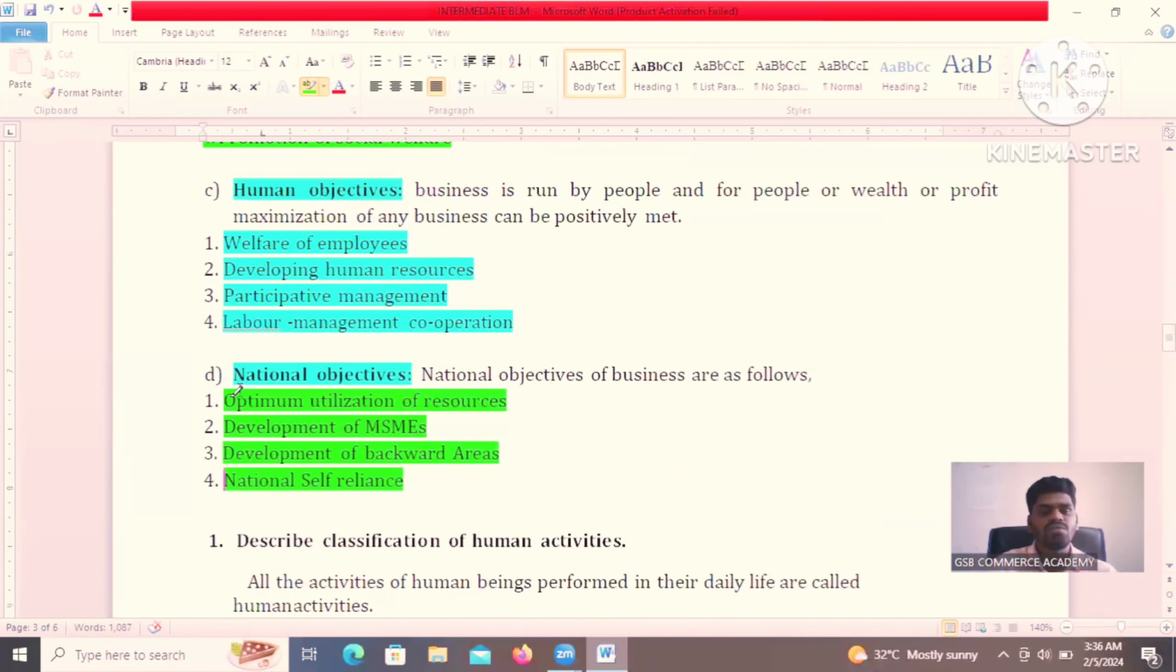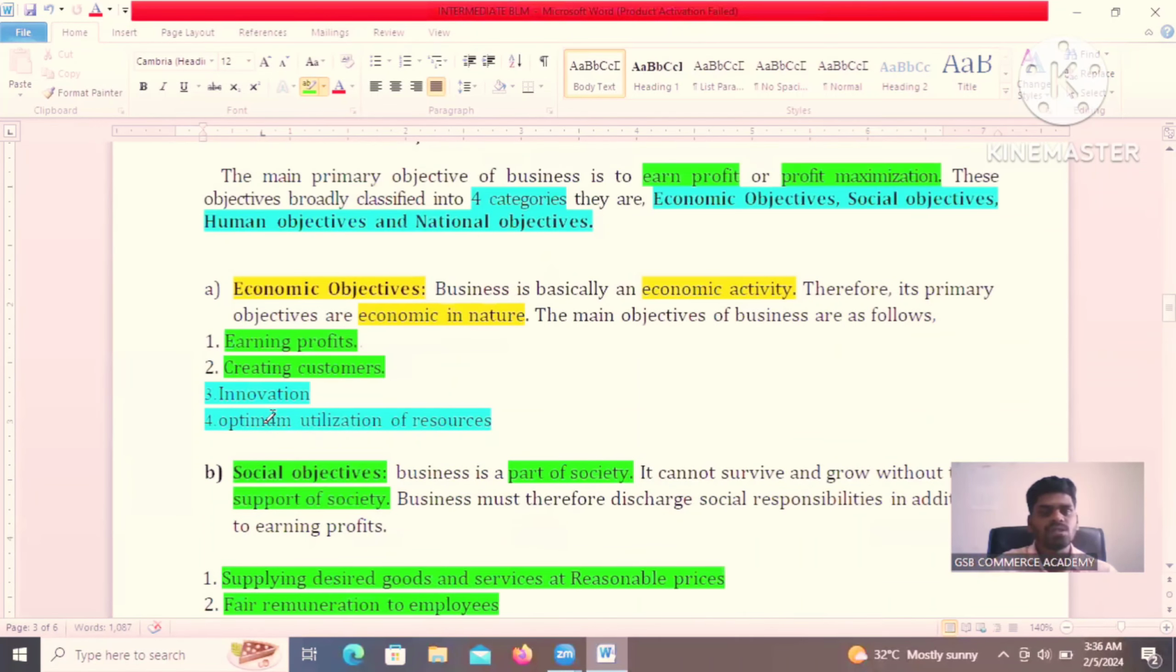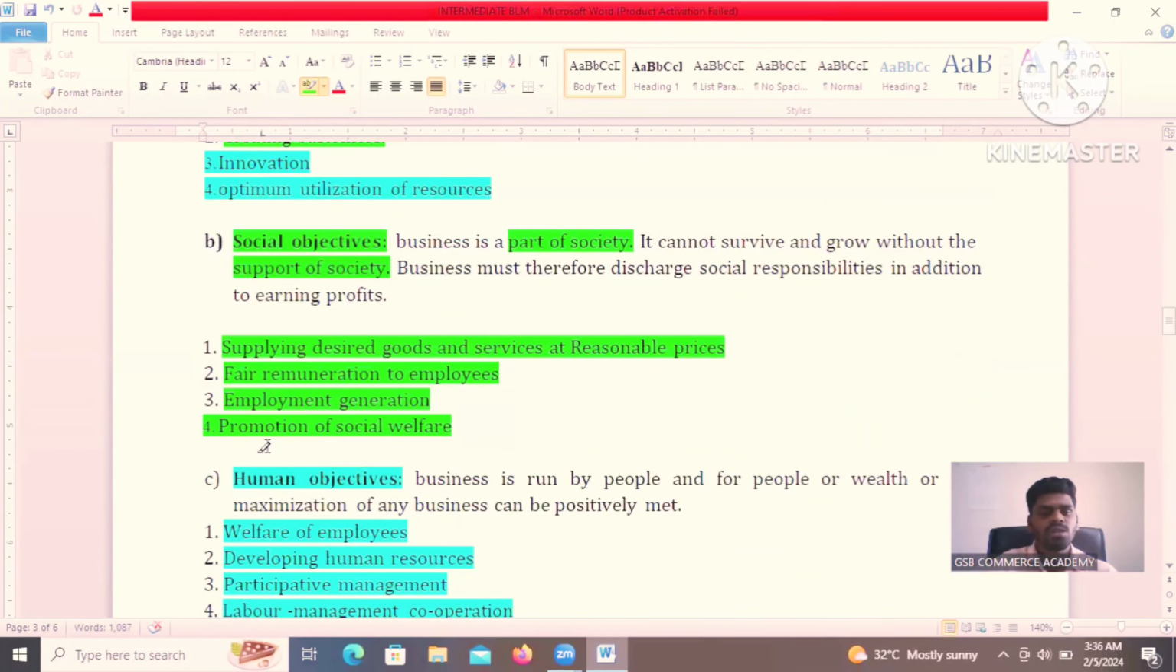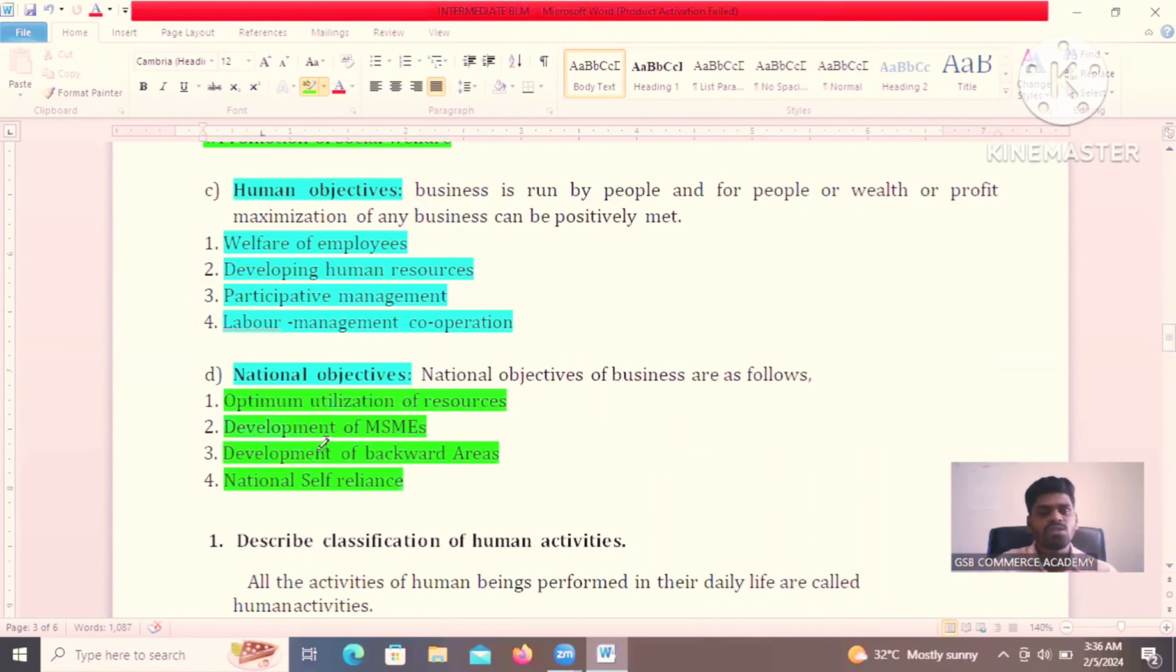So these are the four objectives of the business organization. First one, economic objective. Second one, social objective. Third one, human objective. Fourth one is the national objective. This is also a very, very important question, students. All of you watch this video.